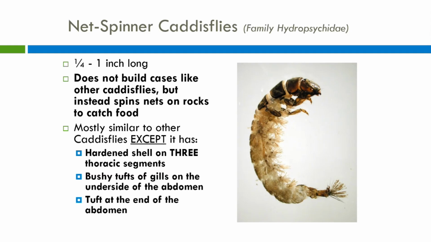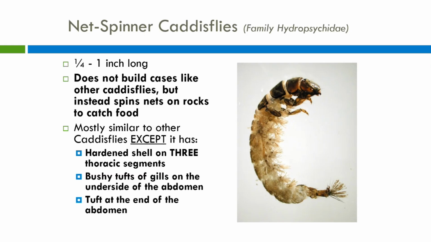So for one, it does not build cases. You will never find a net spinner in one of those constructed cases. You may, however, find it in a net that it has spun. This has the hardened head capsule at the top, and we have 1, 2, 3 thoracic segments below that. Now, each of those segments will have a hardened plate on the back.